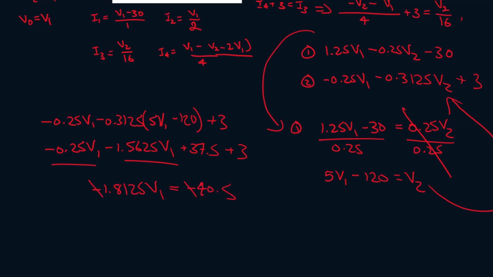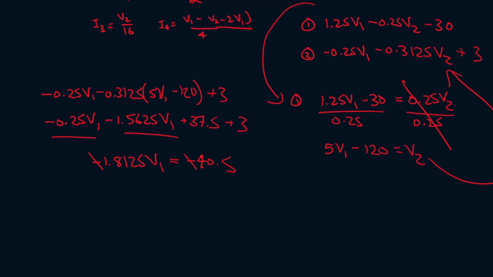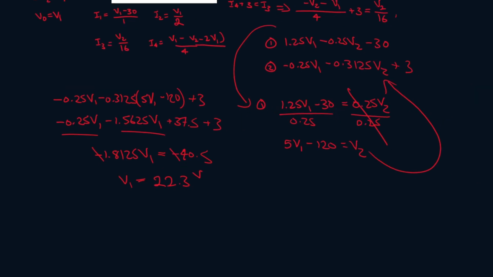The negatives cancel out. Divide both sides by 1.8125. And we get 22.3 volts. And remember, VO is equal to V1. So this is what VO is equal to.